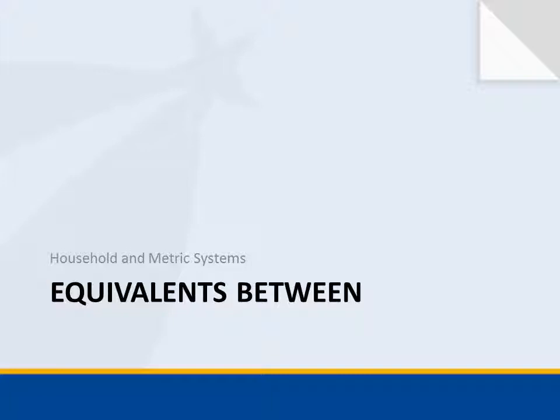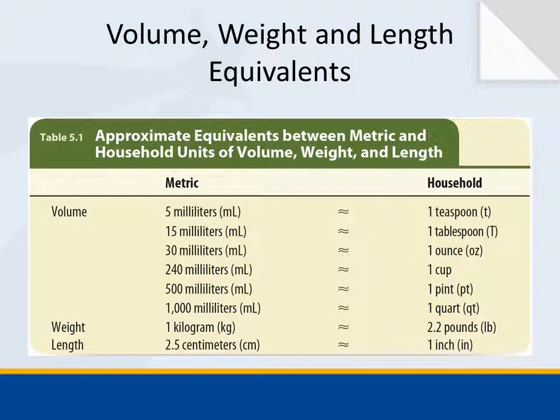We will now look at the equivalence between the household and metric systems. This table summarizes the equivalence between the metric and household systems of measurement. The little squiggly equal sign that you see between, for example, 5 milliliters and 1 teaspoon indicates that they are not exactly equal, but for our purposes, and it's used this way in healthcare, we will consider them equal. You will need to memorize these equivalents in order to perform the conversions and dosage calculations that we will be learning about in the next presentation.